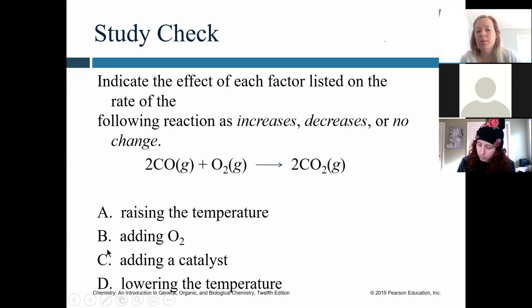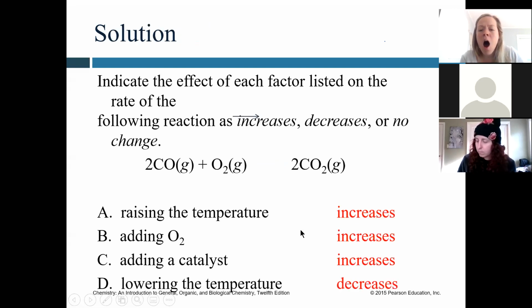And then the opposite of A is D. D is lowering the temperature. Anytime we cool something down or lower the temperature, we are going to decrease our rate of reaction. In this case, we don't have any options with no change. So increase for the first three and decrease for the last. You want to be able to do that, okay? You want to know how those things relate to each other.